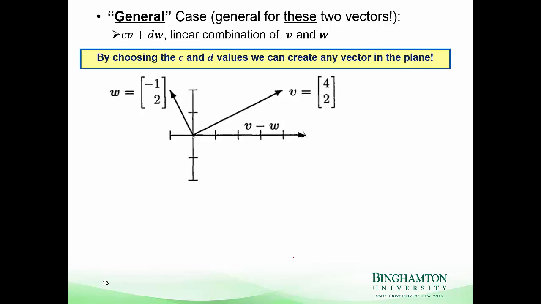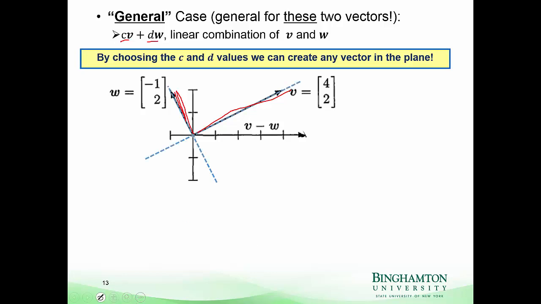And then we have our general case. And so we can pick any c and we can pick any d. And so for this example, for these two particular vectors, since they have a certain coverage, right? This one points off in this direction and this one points off in this direction. We can actually choose c and d to get any vector in the plane. So there is a condition where we can specify a v and a w where this is not true, but in this case it is definitely true.